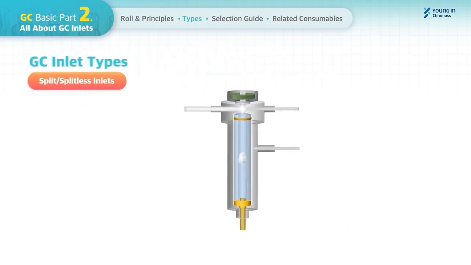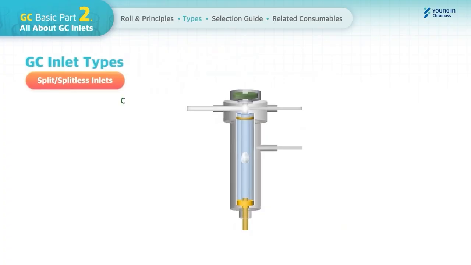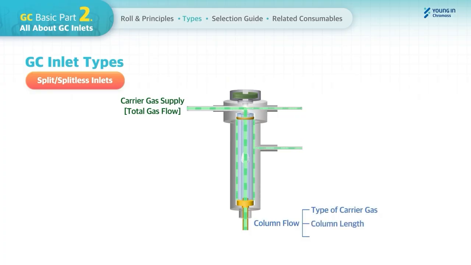Let's start with the flow path of the splitless inlet. Total carrier gas will flow into an inlet, and this passes through into the septum purge line and an inlet liner. In the liner, the set column flow goes into the column, while the rest of them will be vented out through the split vent line. The column flow is considered depending on the type of carrier gas, column length, and column ID. Split vent flow is calculated from column flow and split ratio. The split ratio varies depending on the sample concentration and the column ID.